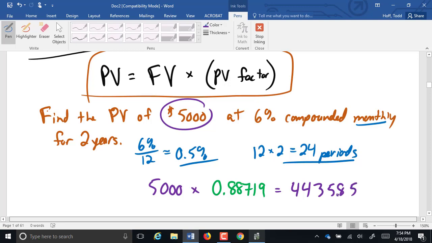So you would have to save $4,435.85 to have $5,000 in 2 years at 6% compounded monthly. The formula will give you something very simple, very comparable to that.